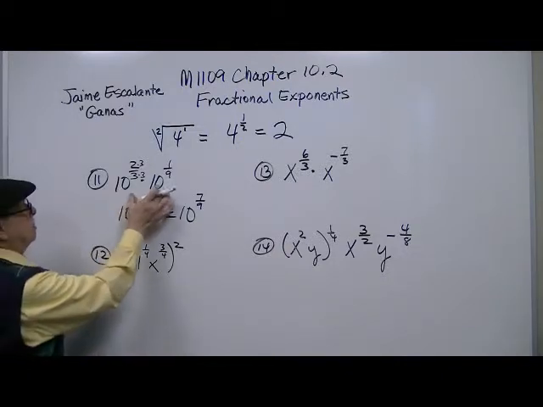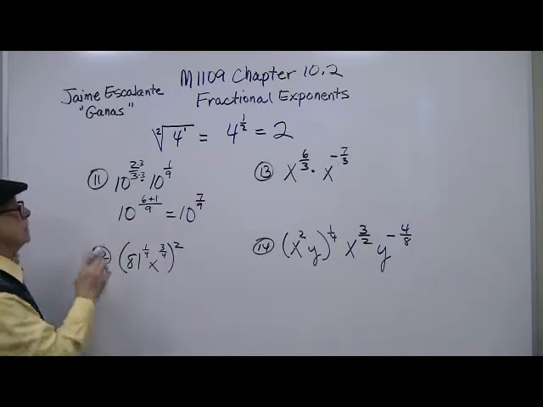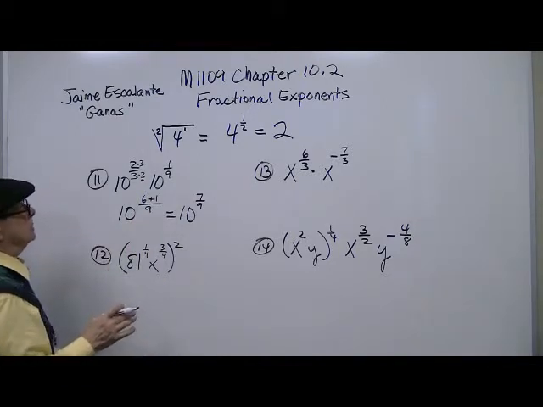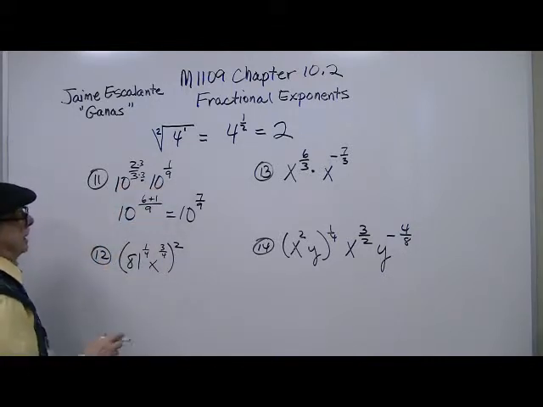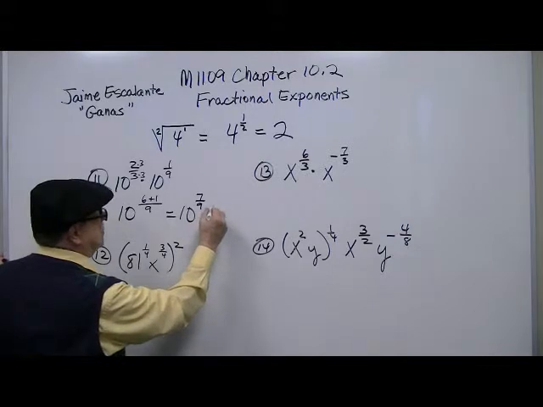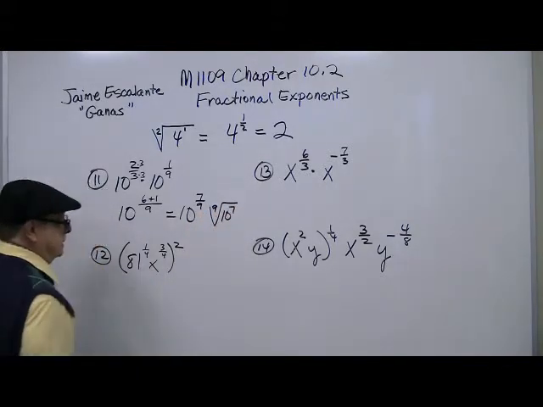So again, we're multiplying, but in the case of exponents, we are going to add fractions. We have to have common denominators. And if you wanted to put this in radical form, it would be the 9th root of 10 to the 7th.